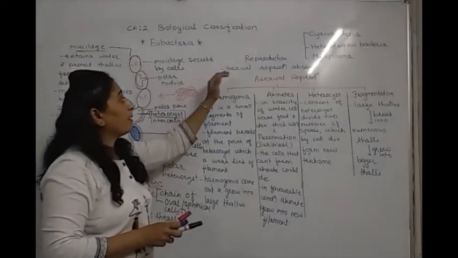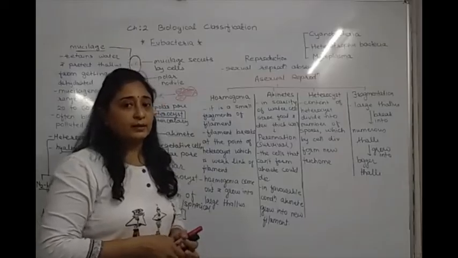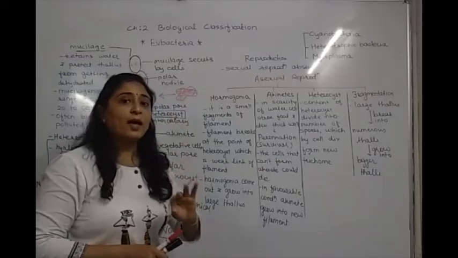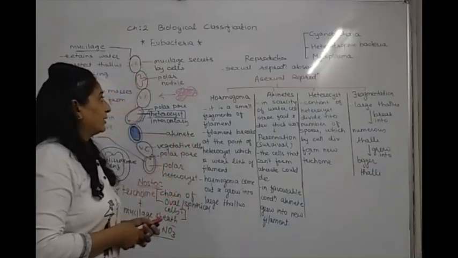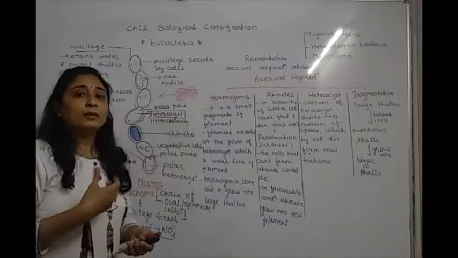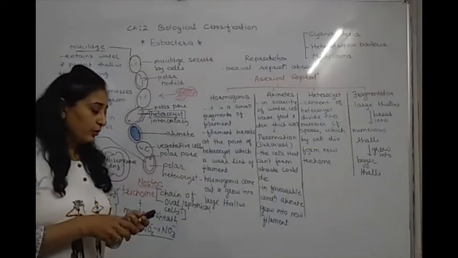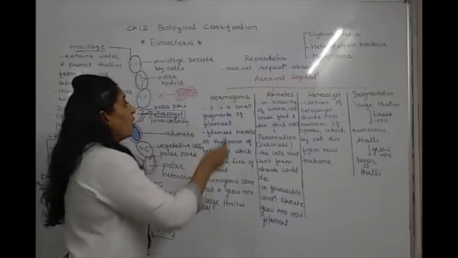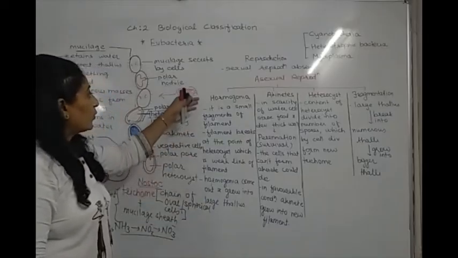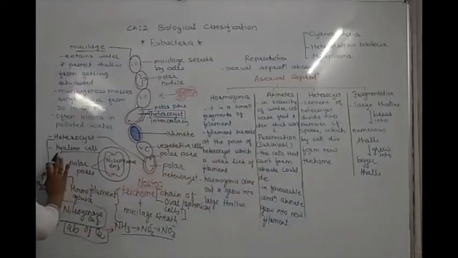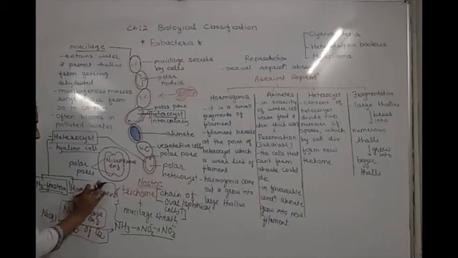Now, when we are talking about the reproductive part of this organism, we know that flagella and sexual mode of reproduction are totally absent in the cyanobacteria. So instead, they perform asexual reproduction. The modes of asexual reproduction here are by four means: hormogonia, akinetes, heterocysts, and fragmentation. Now, what is hormogonia? As I told you, the heterocysts do two functions: one, nitrogen fixation, and the other is hormogonia formation.